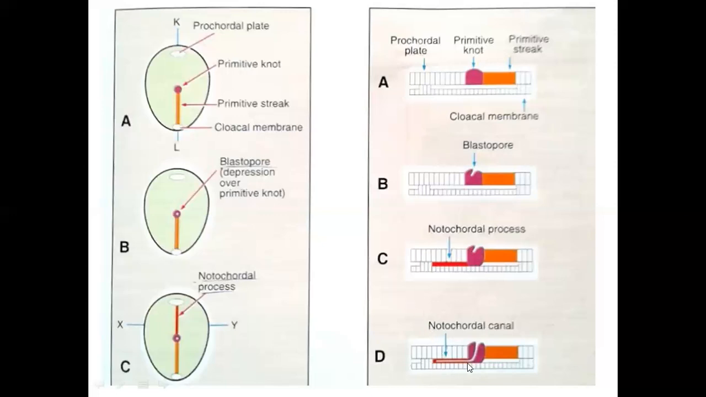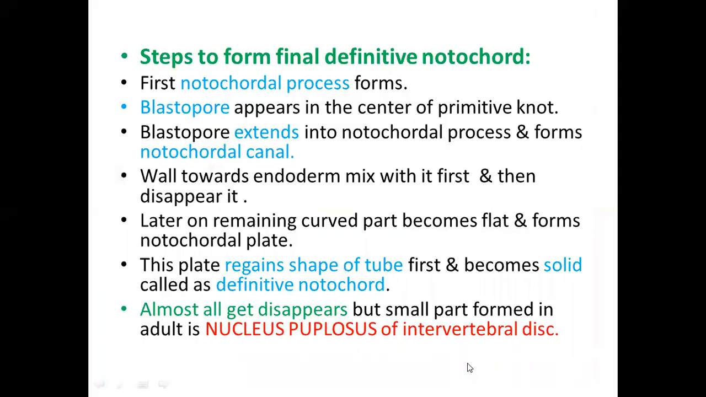Later on, it becomes thick again, and that forms the final or the definitive notochord. So what are the steps to form the final definitive notochord? First, the notochordal process forms. The blastopore appears in the center of the primitive knot. The blastopore extends into the notochordal process and forms a canal-like structure, which is called the notochordal canal.